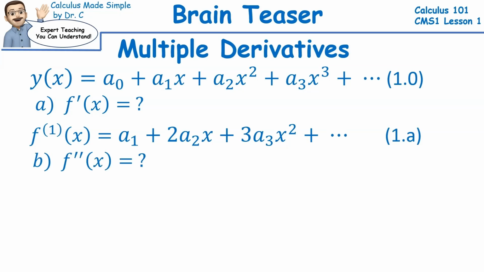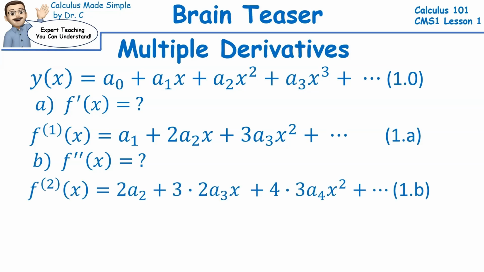What about the second derivative? Well, we take the derivative of the first derivative and repeat that. 2a2x, the x goes away. Now we get 3 times 2, a3 x, and so forth.